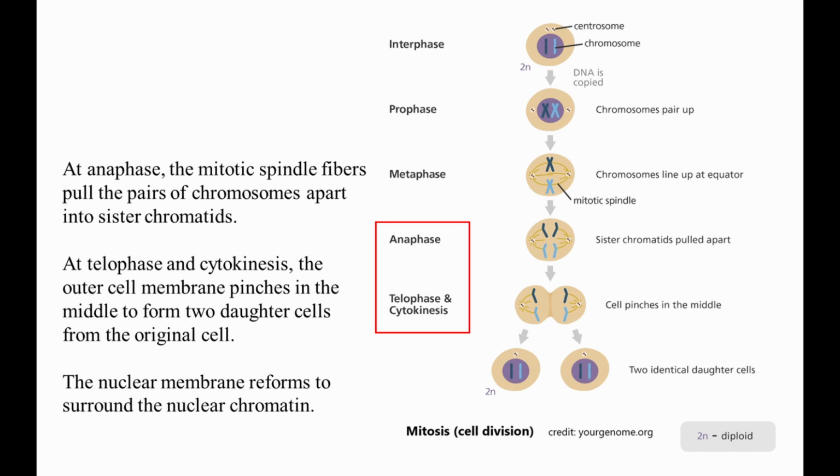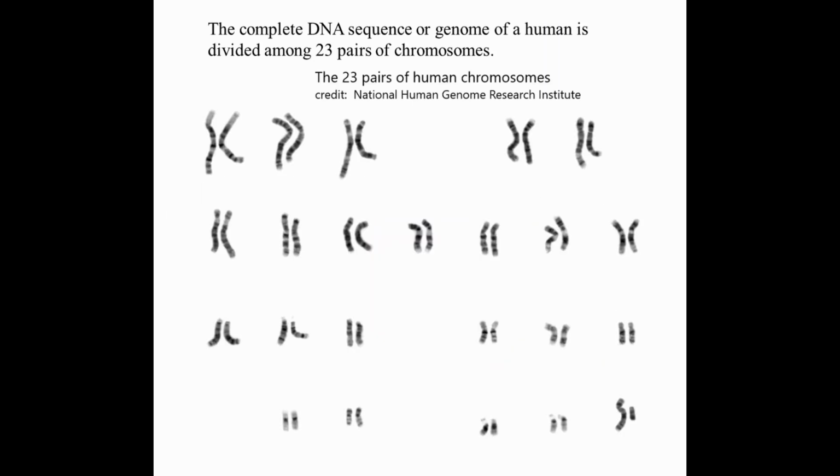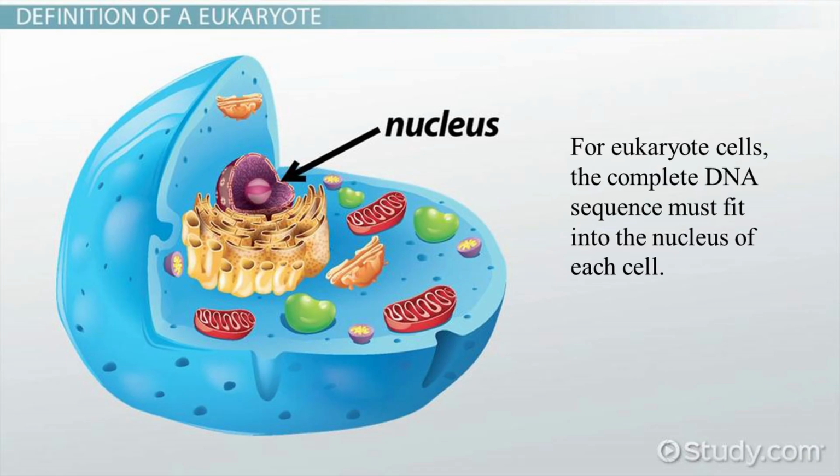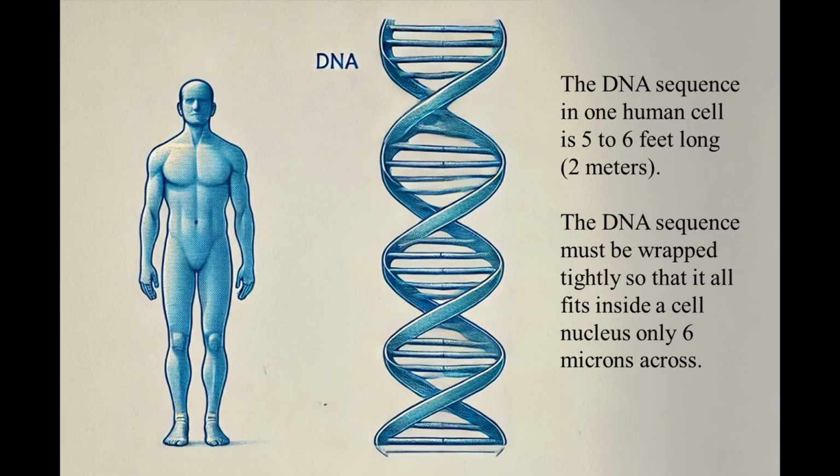The nuclear membrane reforms to surround the nuclear chromatin. Each chromosome pair has a section of the genome, or complete DNA sequence, of its organism. If added together, the complete DNA sequence is extremely long. For eukaryote cells, the complete DNA sequence must fit into the nucleus of each cell. The DNA sequence in one human cell is 5 to 6 feet long, or 2 meters long. The DNA sequence must be wrapped tightly so that it all fits inside a cell nucleus only 6 microns across.